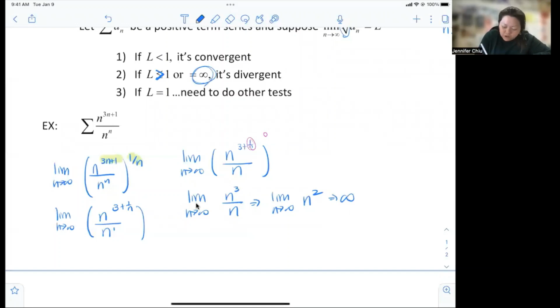So this is divergent by the root test, okay? So you can say infinity is greater than 1, or it is infinity, therefore it is divergent by the root test. Okay, all right, that's it for this one.